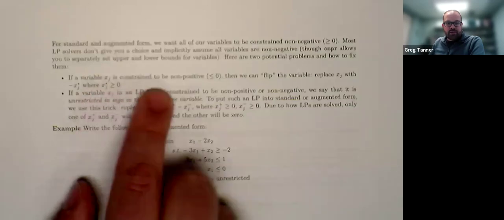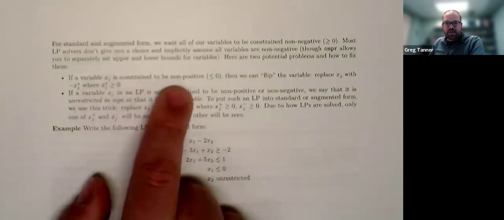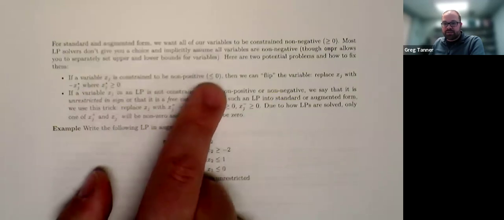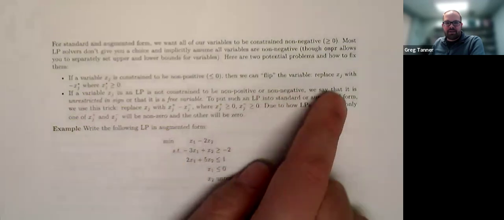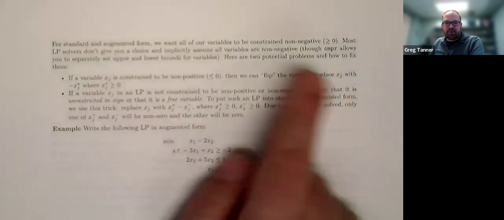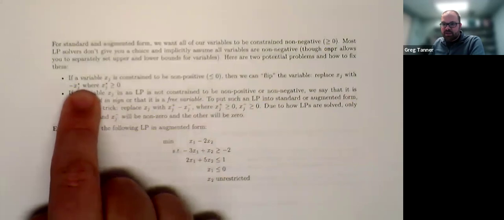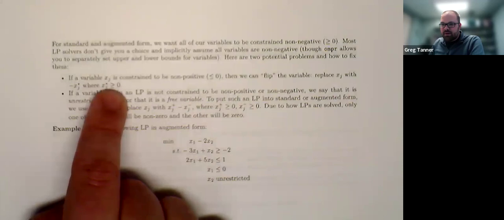One is if we get a variable that's constrained to be non-positive, less than or equal to zero, then we can essentially flip the variable by replacing that variable with its negative twin, if you want to think of it that way. And its negative twin will then always be greater than or equal to zero.